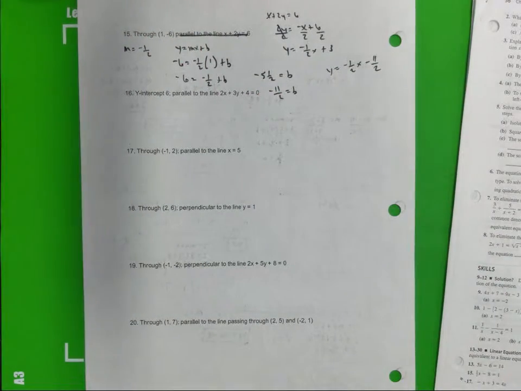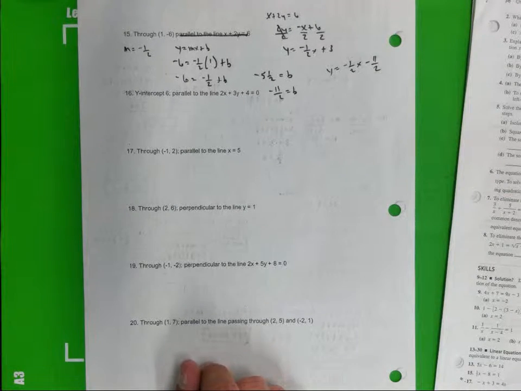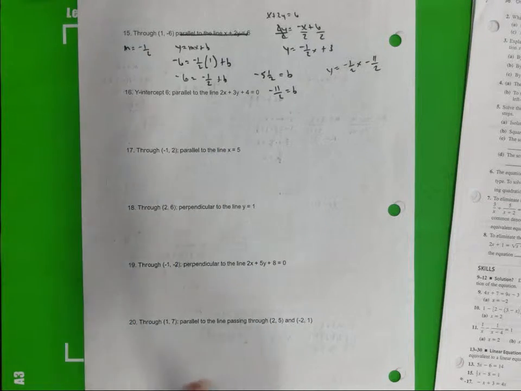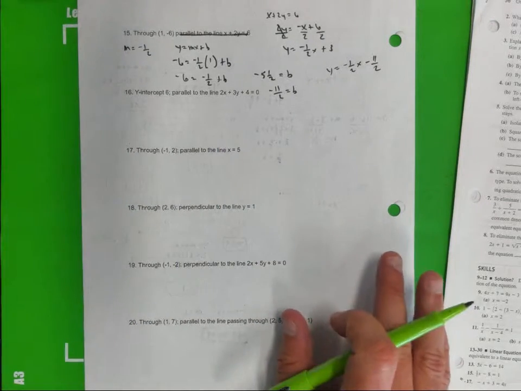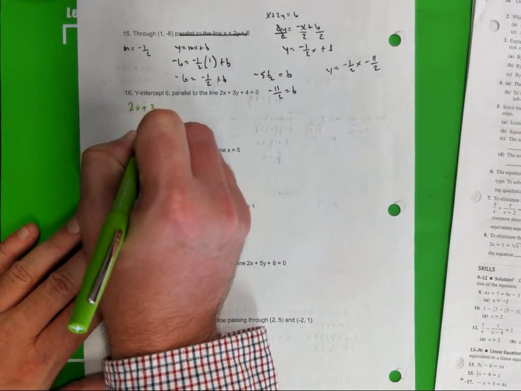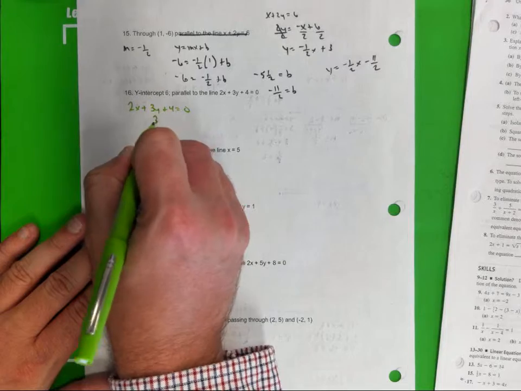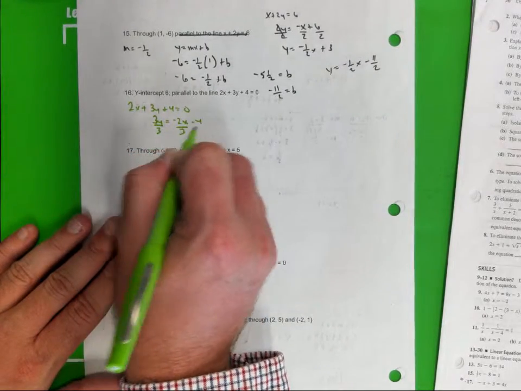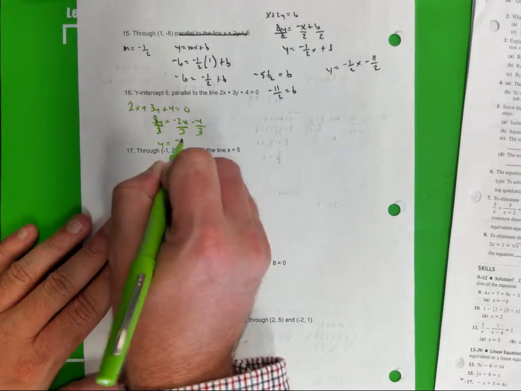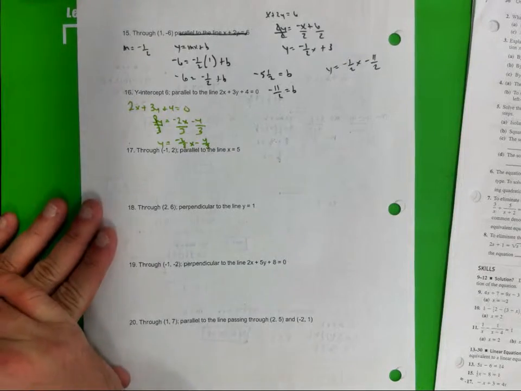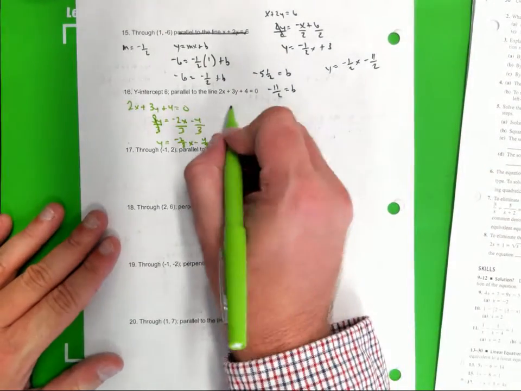Alright, number 16, it says y-intercept of 6 and it's parallel to that line. What does parallel mean once again? Same slope. Okay, right now at this very moment, can you tell me the slope of that line by just looking at it? No. So what we're going to do is get y by itself. What's the slope of that line? Negative 2/3, so that's what I'm going to use for my slope.